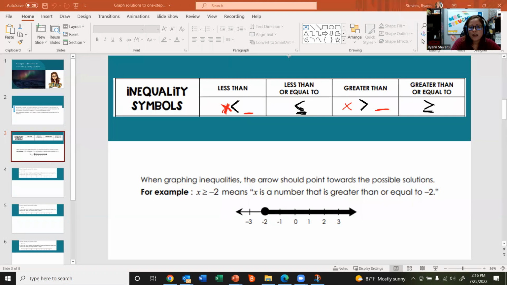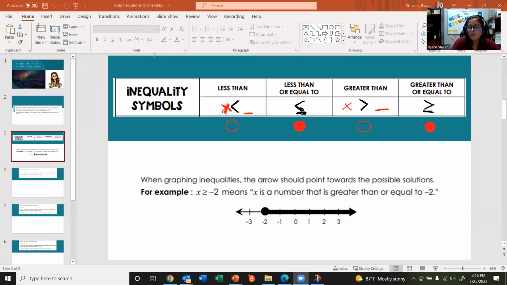You could also look at it as if you have a less than sign, your circle for your graph would be an open circle. If you had less than or equal to, your circle is going to be a closed circle that's going to include that number. Greater than is going to be an open circle, and greater than or equal to is going to be a closed circle. And you can see down here we have this example.